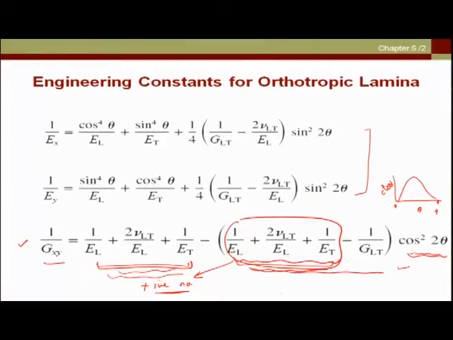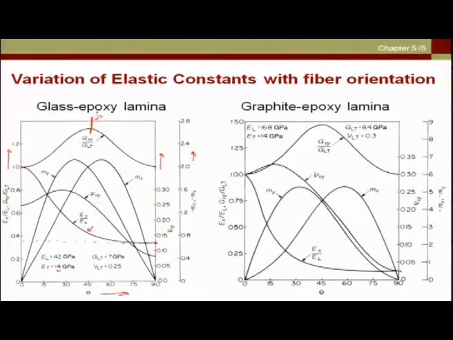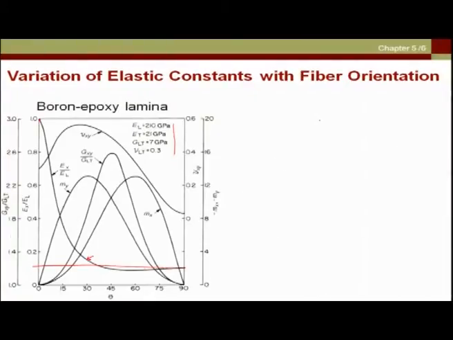So, this is the mathematical reason, and the physical reason for that is something we will discuss later, but because of this, Gxy maximizes at 45 degrees. This is not particularly true for a specific material, but it is true for all generally orthotropic materials. We will see that the same trend is true for graphite epoxy lamina and for glass epoxy lamina. For graphite epoxy lamina also it is maximized at 45 degrees, and the same thing is true for boron epoxy lamina.